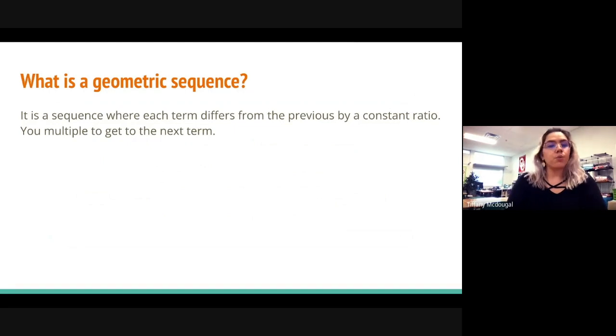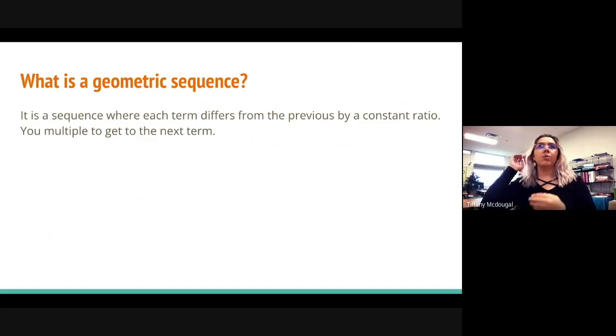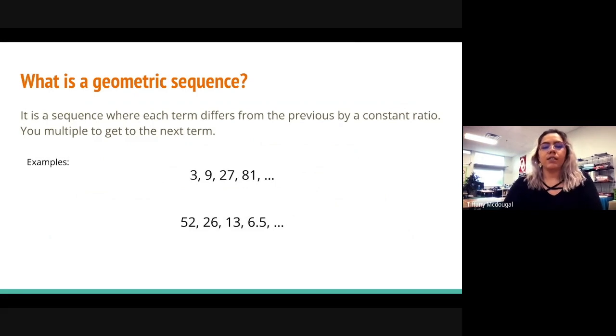So first things first, what is a geometric sequence? It's a sequence where each number differs from the previous by a constant ratio. You multiply to get from one term to the next. So if we're thinking about arithmetic, we know that we add or subtract to get from one term to the next. Geometric, we multiply to get from one term to the next. So here is a couple examples. We have the first sequence, 3, 9, 27, 81, and you can see it continues. And then our second sequence, 52, 26, 13, and 6.5.